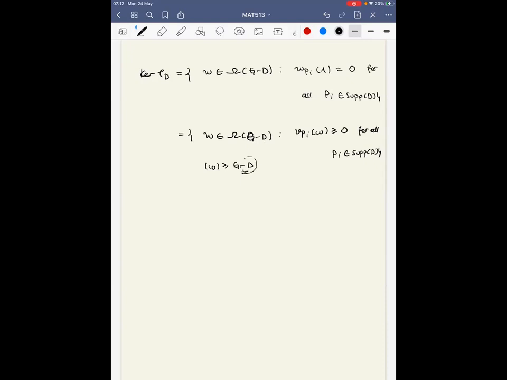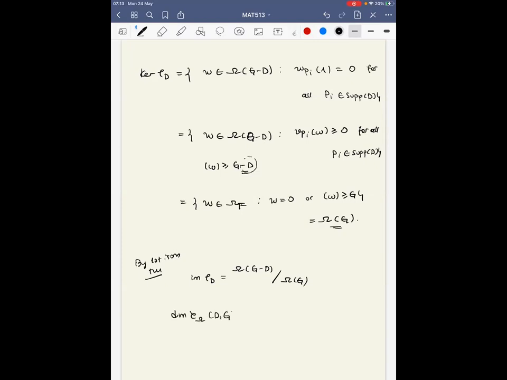And since omega is bigger than or equal to G minus D, but it has no poles in the support of D, indeed we can see that these are the Weil differentials which are either 0 or bigger than or equal to G. And indeed, again, by the characterization of the space of Weil differentials of a divisor, we can see that this kernel is the space of Weil differentials of the divisor G. And by the first isomorphism theorem, indeed, the image of rho D can be seen as the quotient space of these two Weil differential spaces. And in particular, we can see the dimension of this AG code can be computed in terms of the difference of the indices of speciality of the divisors G minus D and G.